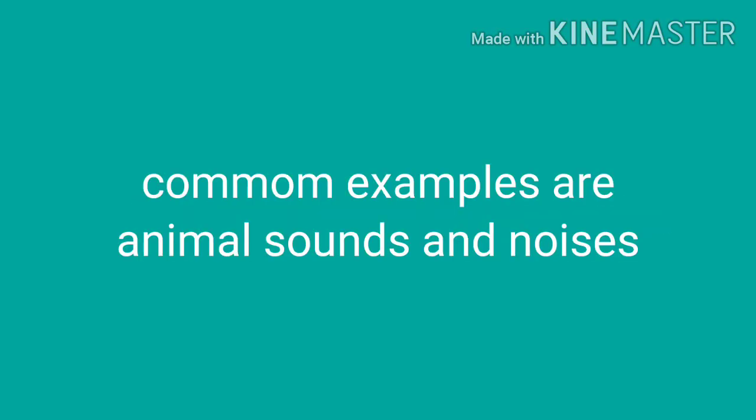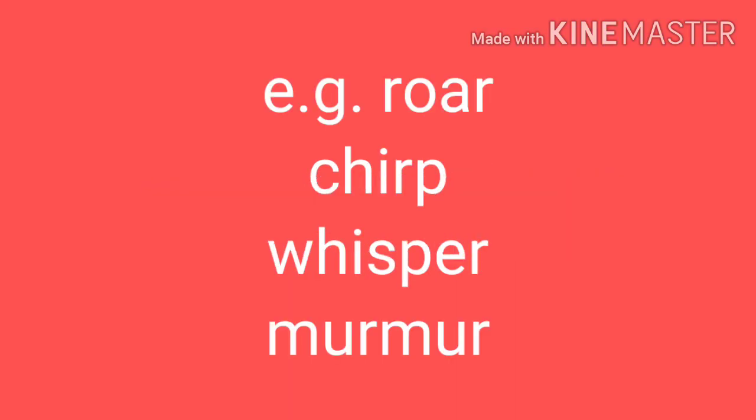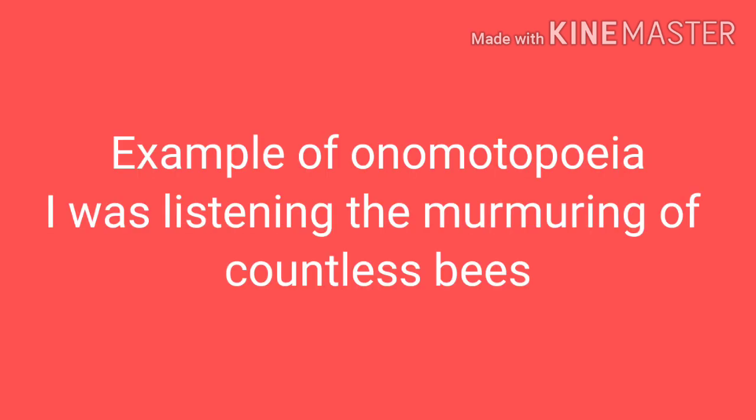The last figure of speech in my list is onomatopoeia. It creates sound effect that mimics the thing described and makes the description more interesting. Common examples of onomatopoeias include human noises, roar, chirp. For example, the gushing stream flows. The rustling of leaves kept me awake. I was listening to the murmuring of countless bees.